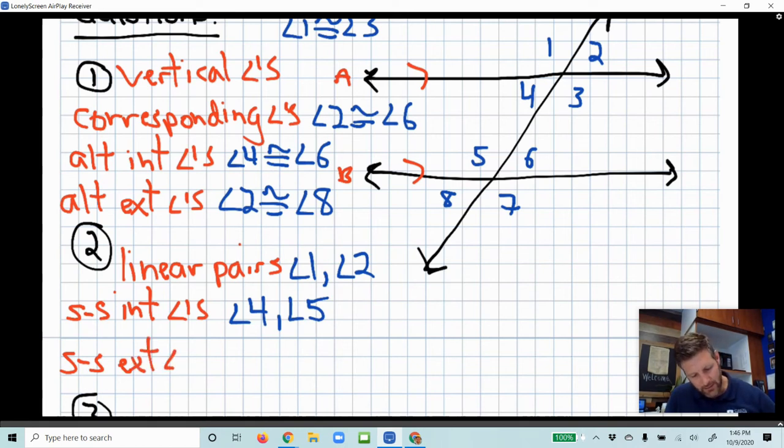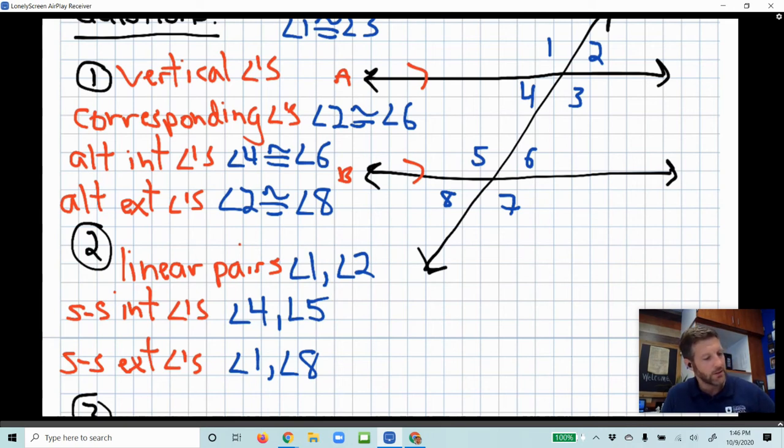Same side exterior angles. So 7 is an exterior angle on the same side, and when I say same side, it's the same side of this transversal here. On the same side of that is 2. 2 and 7 are both exterior, on the outside of these lines, and on the same side of that transversal. So 2 and 7, or 1 and 8. Either of those combinations add up to 180. They are supplementary. So let's see, angle 1, comma, angle 8. These are just examples. I could fill the whole page listing all the possible angles that fall into these categories.